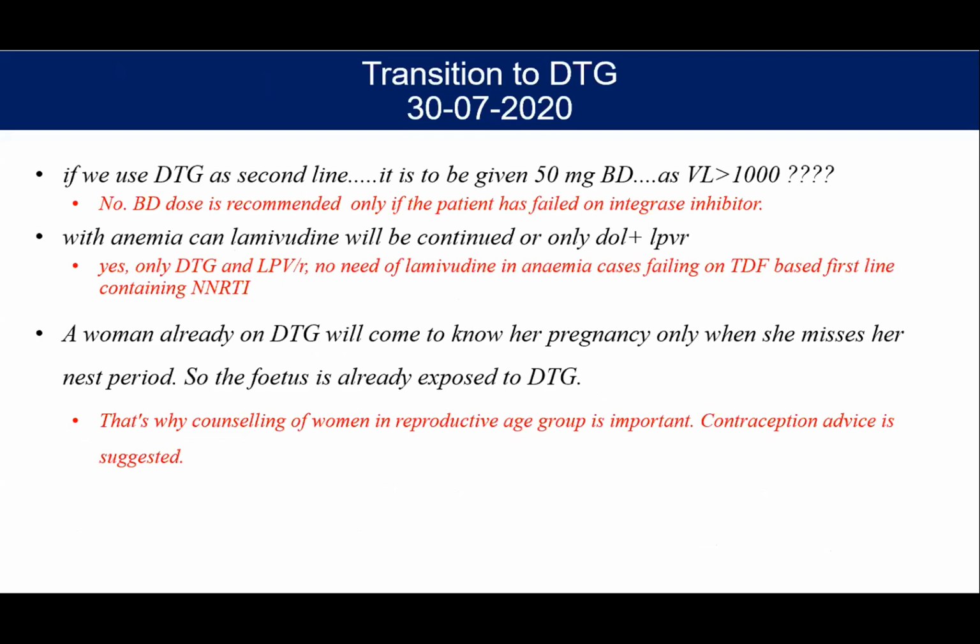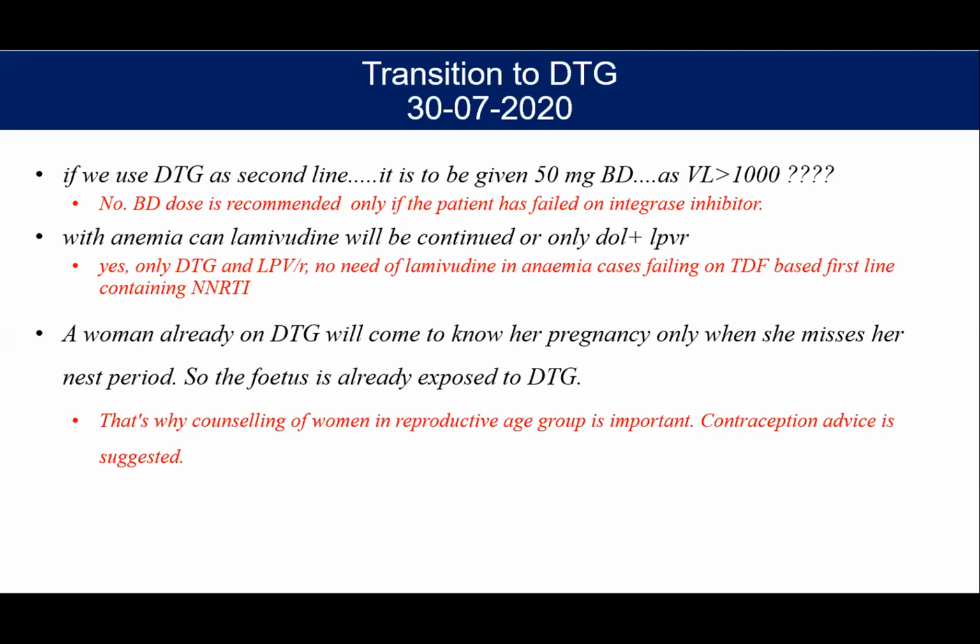If we use DTG as second line, it is to be given 50 milligram BD as the viral load is more than 1000. But it need not be given as BD every time. Please remember the basic principle: if dolutegravir was already used in the previous line of treatment and you want to use it in the next line, then only it needs to be a BD dose. Otherwise, even in third line ART, it may be used as an OD dose if it was not used in first line or second line ART. If you remember it like that, it will be easy.